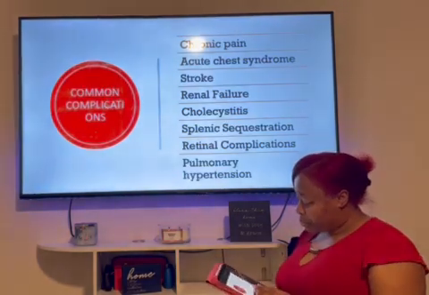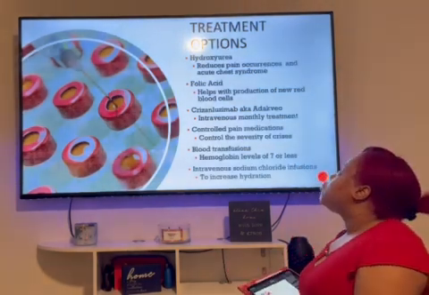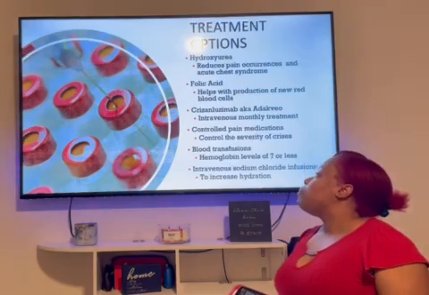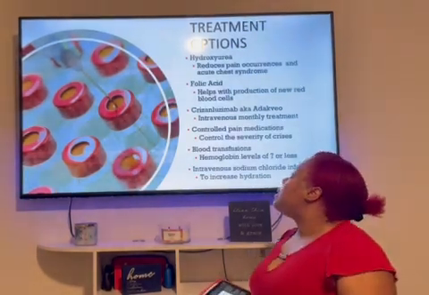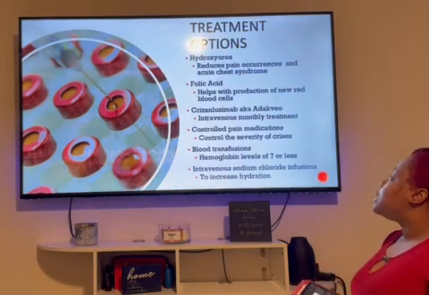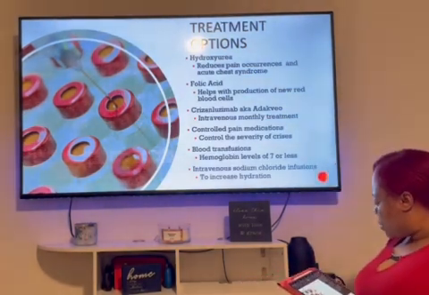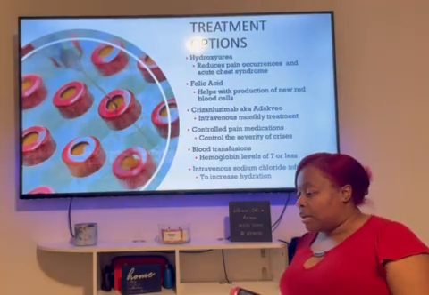All right, some treatment options. There are many treatment options that help with managing sickle cell. One of the treatment options is hydroxyurea. Hydroxyurea can reduce pain occurrences and acute chest syndrome. It's something that they take daily.